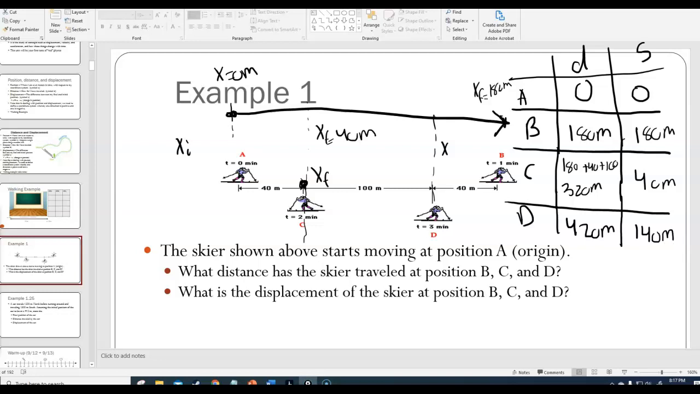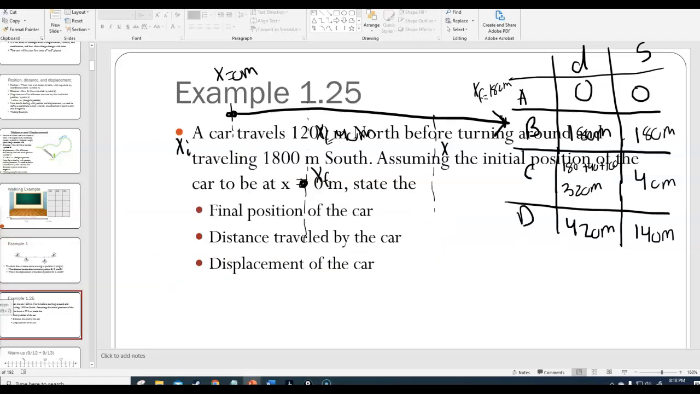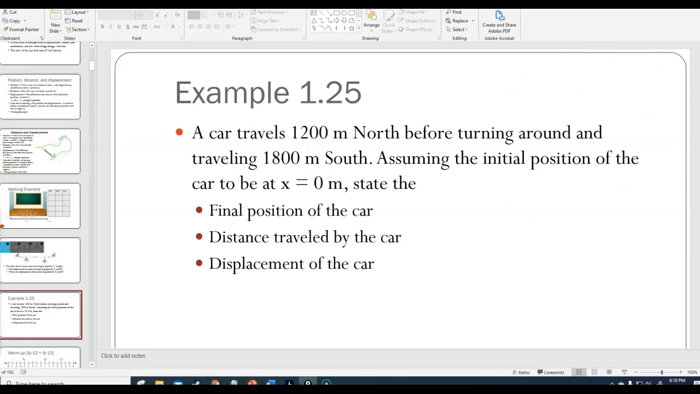Okay, so pause there if you need to take a look at that some more. But you should be starting to get a good grasp of the difference between position, distance, and displacement. Okay, so just to do one more quick problem.